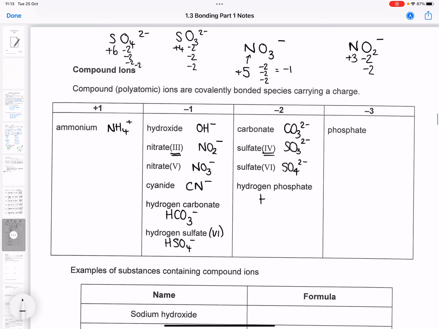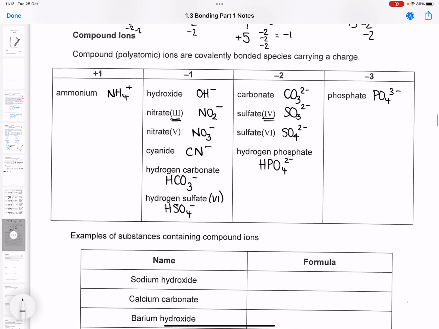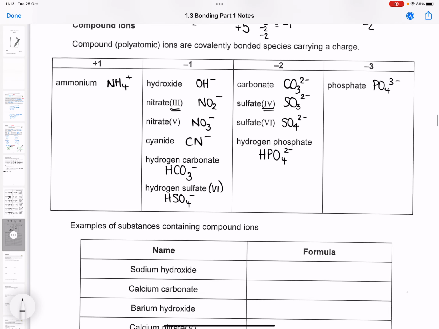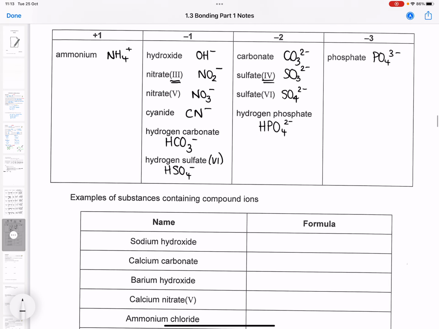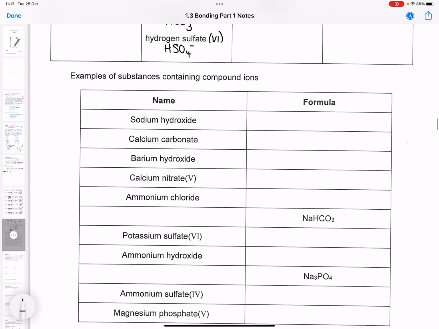Then we've got hydrogen phosphate. We know the phosphate ion is PO4 3 minus. This would be HPO4 2 minus, and this is PO4 3 minus. Okay, so don't worry too much about how I derived those formulae. If you're looking at those formulae, could you put together these ionic compounds?